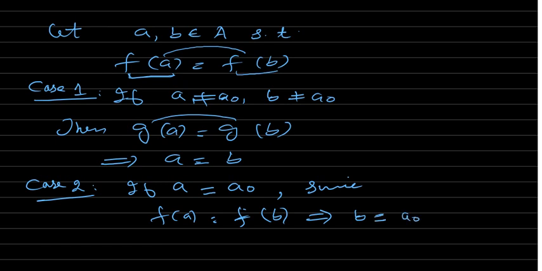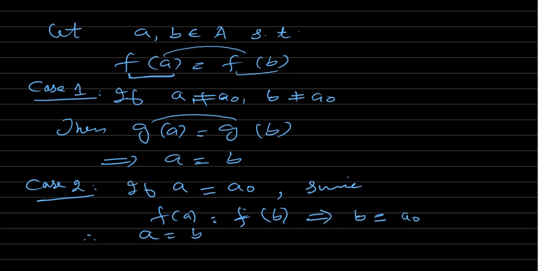So in this case also a is equal to b, so therefore a is equal to b. So in the first case, if a is not equal to a naught, in that case also a equals b. In the second case, if a is equal to a naught, in that case also a and b are equal, so that means it is 1-1. And it is also surjective.